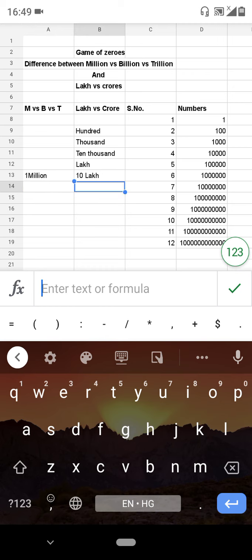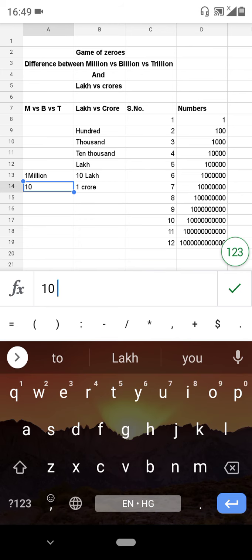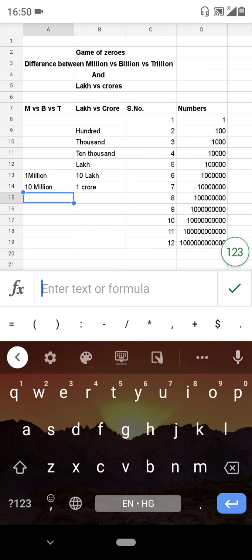Now coming to the next row, which is the 7th serial number, 10 to the power 7. This we call 1 crore. So basically in 10 lakh you have 6 zeros. Now in your crore you have 7 zeros, and in million terms, because if you look, you have got 7 zeros and in millions you need 6 zeros, this will become 10 million, right?